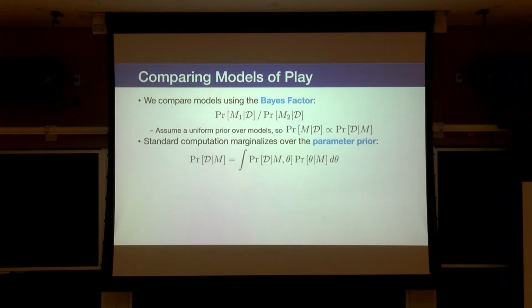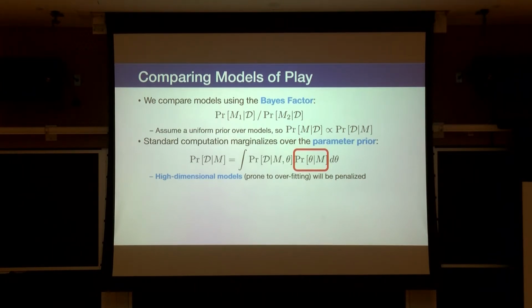The standard way to compute this marginalizes over the parameter prior. What I mean by that is every one of these models has parameters before it can make a prediction. And so we take every possible parameter value and look at the likelihood of the data according to those parameter values. And then we take an average. And the average is weighted by the prior probability of each of those parameter values.